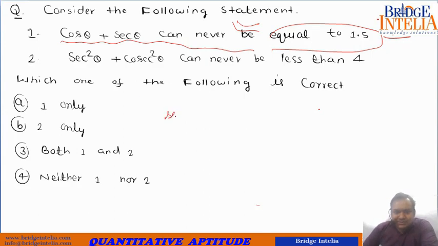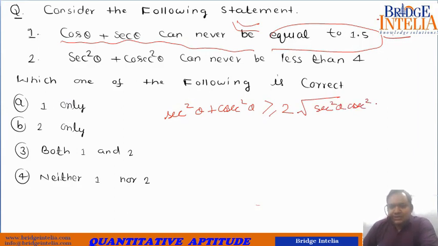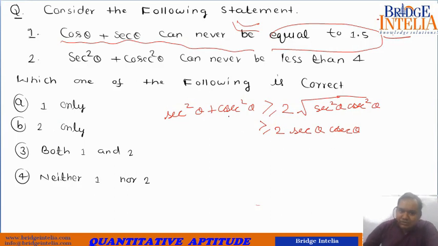So sec square theta plus cosec square theta divided by 2, I am taking straight away this side, must be greater than or equal to their geometric mean, the square root of sec square theta into cosec square theta. So from here I can say that this is always greater than or equal to sec theta cosec theta. So now we are stuck because you see that we cannot conclude much from here. So we'll have to change our strategy. So let's change our strategy.